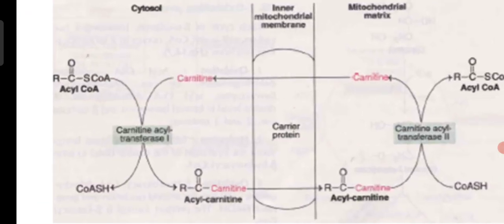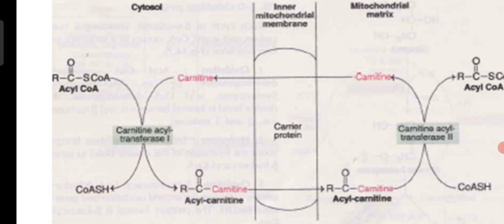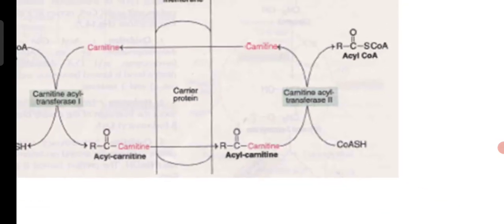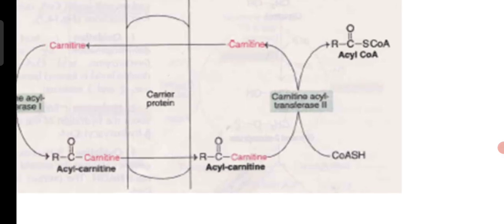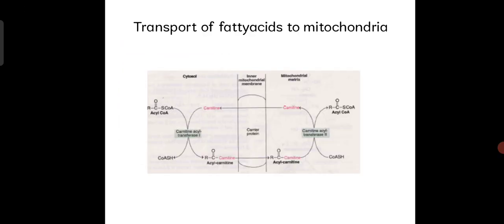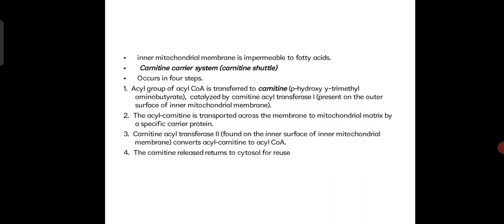So first, acyl CoA is transferred to carnitine using this enzyme, transferase 1, also with the help of coenzyme A. Then finally we are getting acyl carnitine, and this acyl carnitine is transferred to the mitochondrial matrix using the carrier protein. Then this acyl carnitine again reacts with transferase 2, and with the help of coenzyme A we are getting acyl CoA, and the same process repeats. So this is the explanation of step 2.